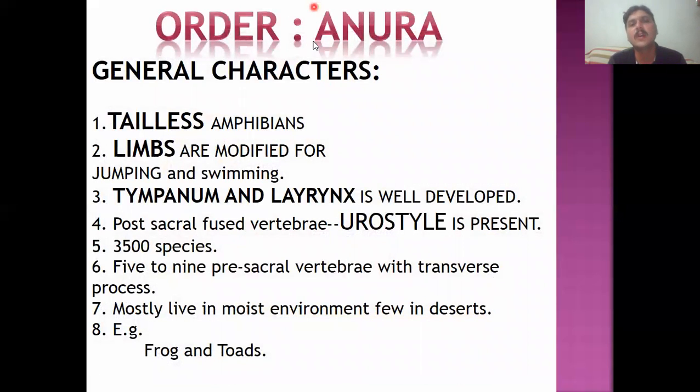The next one is the order Anura. Anura: A means without, aura means tail. So these organisms are without tail, because in them the tail is not present. They are tailless amphibians, and the limbs are modified for jumping and swimming. Tympanum and larynx are well developed.